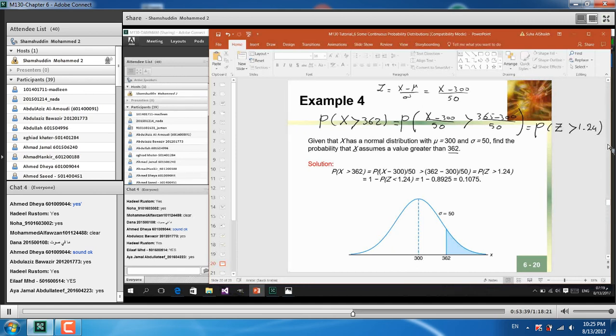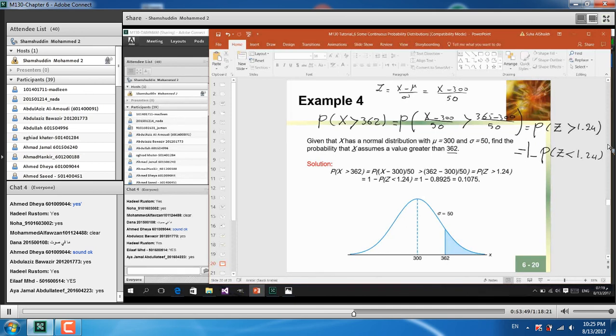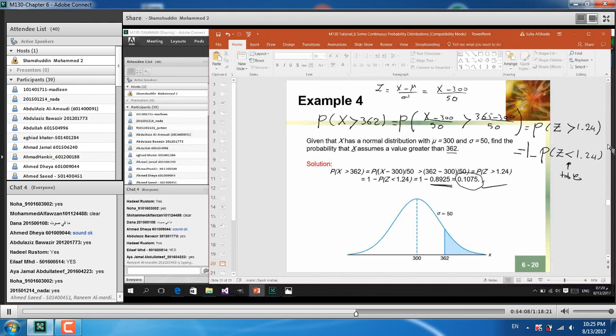1.24. Now the greater than is not direct from the table. It is 1 minus the probability of z less than 1.24. Now this is direct from the table. You will get the result 0.8925. Subtract from the 1, it gives you the result. Clear the idea? Is the idea clear for you?